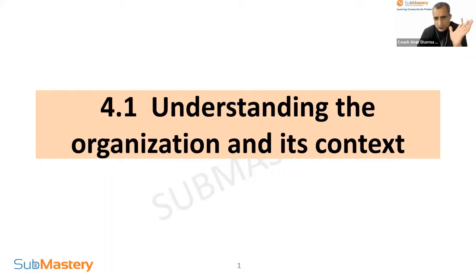So let's try to understand the meaning of this, understanding the organization and its context. One thing which is very, very important is that you need to understand the context. So what do you mean by context? Context, we say, is the issues and the gaps, right? That's what we call the context.